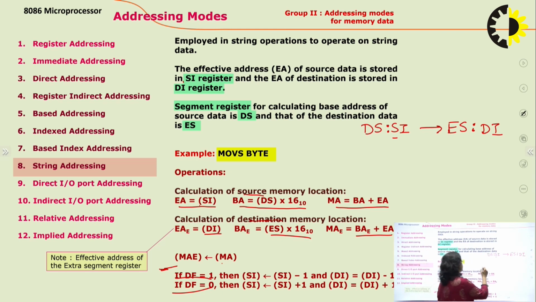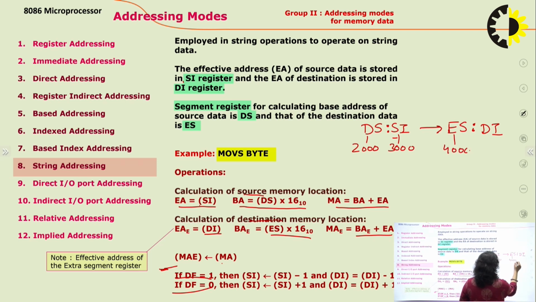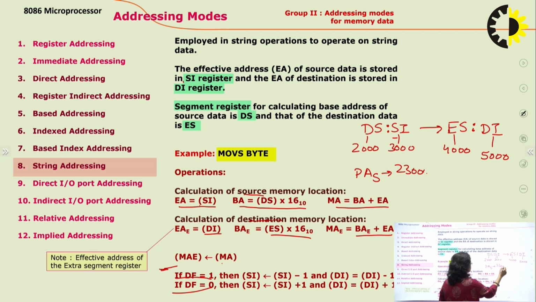If direction flag is 1, next address will be SI minus 1 and DI minus 1. Otherwise, it will be SI plus 1 and DI plus 1. For example, if data segment is 2000, SI is 3000, ES is 4000, DI is 5000. So, physical address of source string will be 23,000 starting location, and physical address of destination starting is 45,000.